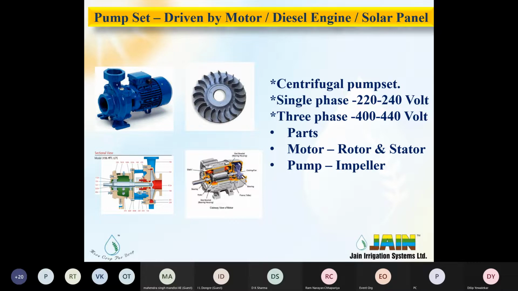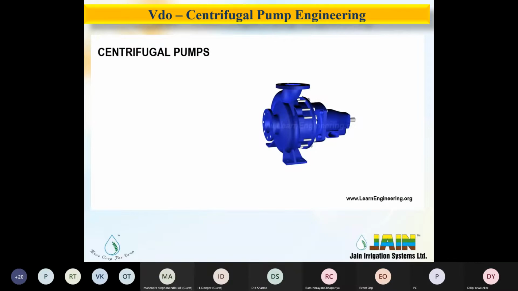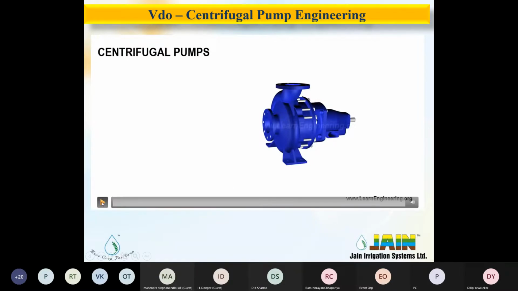The parts of the pump are, one, the motor. In the motor, there are the rotor and stator. And in the pump, there is a volute casing and impeller. Here, I want to show you briefly how the pump works.